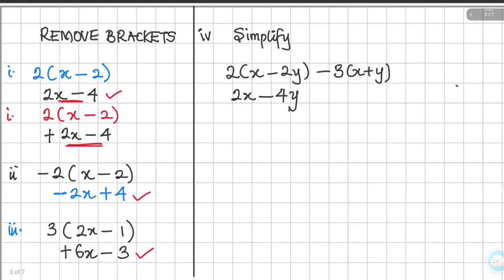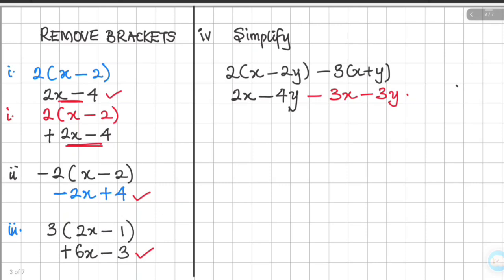The second bracket says this is minus, multiplying an invisible plus here. Minus times plus, we shall have minus. Minus is powerful, like I said. Then 3 times x, we shall have 3x. Lastly, minus multiplying this plus, we should have minus. Then 3 times y is 3y. We can see that we have removed all the brackets.